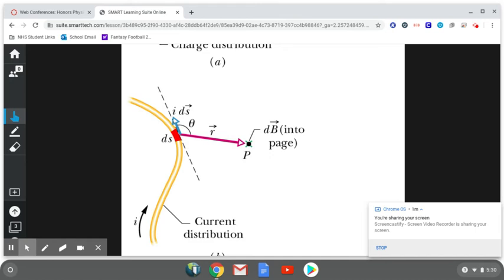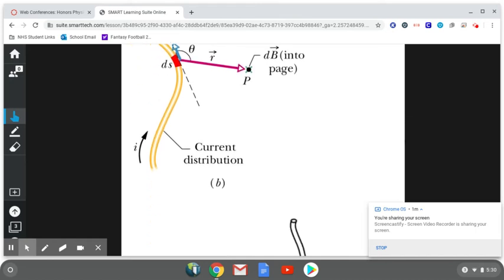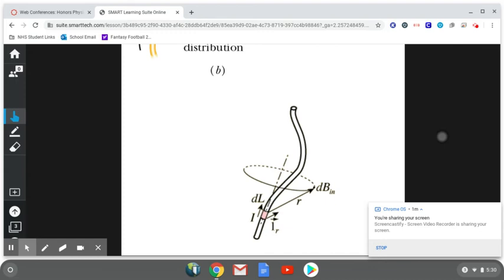If you need another visual for this kind of thing, it is right here. So that's another picture for a current carrying wire and then the magnetic field that's going to be generated from that.